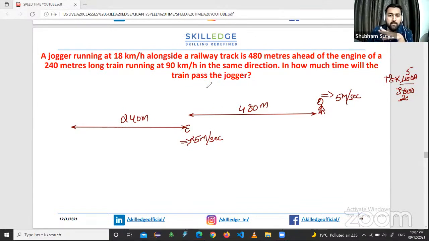In how much time will the train pass the jogger? If the train has to pass the jogger, then the train first has to cover its own length of 240 meters and the length of 480 meters, right? So the train reaches from here to here, 480 meters, and then it will also cover its own length, meaning a total of 720 meters needs to be covered by the train.